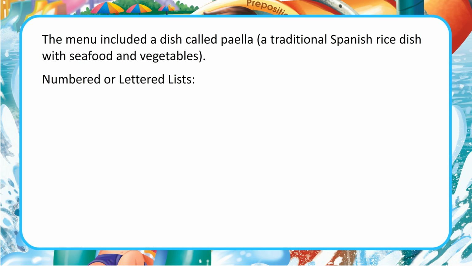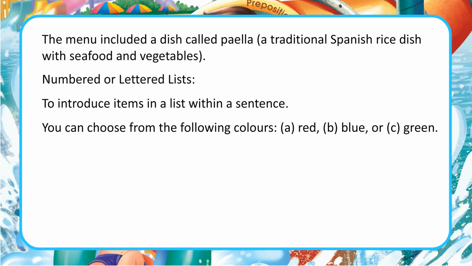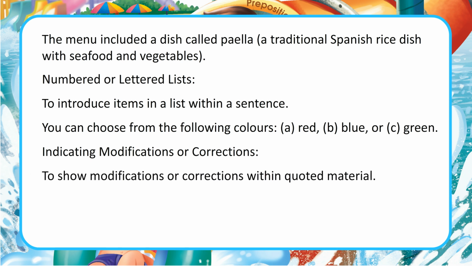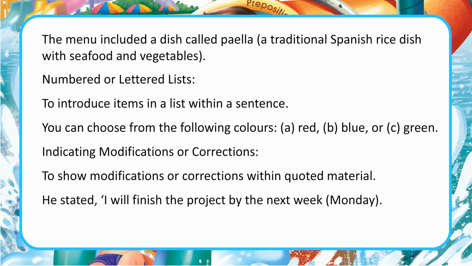Numbered or lettered lists. To introduce items in a list within a sentence, you can choose from the following colors: (A) Red, (B) Blue, or (C) Green. Indicating modifications or corrections. To show modifications or corrections within quoted material, he stated, "I will finish the project by the next week [Monday]."